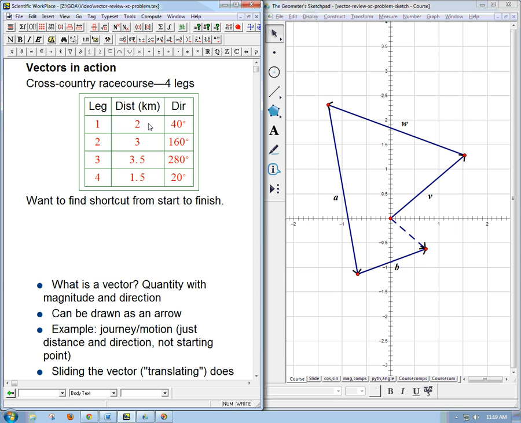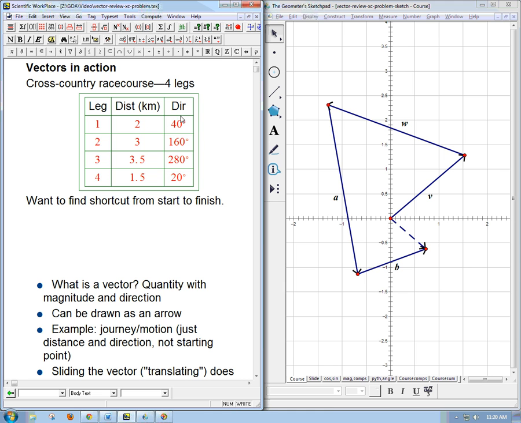Now let's look at how the race is actually described. It's described in terms of the length and the direction of each leg. And that's going to turn out to be very, very useful for vectors. But it's also just a natural way to describe a course. You go 2 kilometers, and what does this 40 degrees mean?